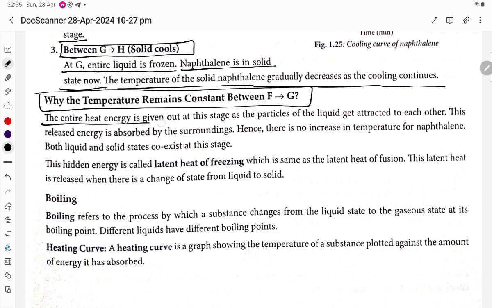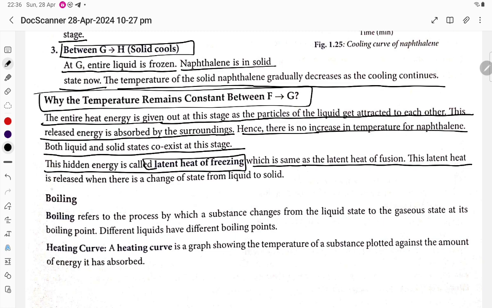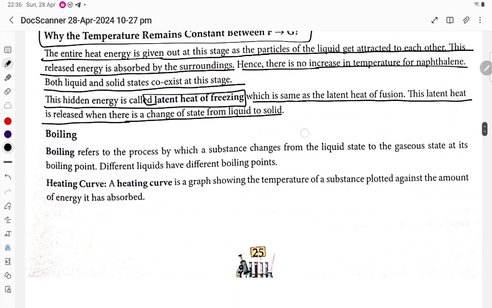The entire heat energy is given out at this stage as the particles of the liquid get attracted to each other. This released energy is absorbed by the surroundings, hence there is no increase in temperature for naphthalene. Both the liquid and solid coexist at this stage. The hidden energy is called latent heat of freezing, which is the same as the latent heat of fusion. The latent heat is released when there is a change in state from liquid to solid.